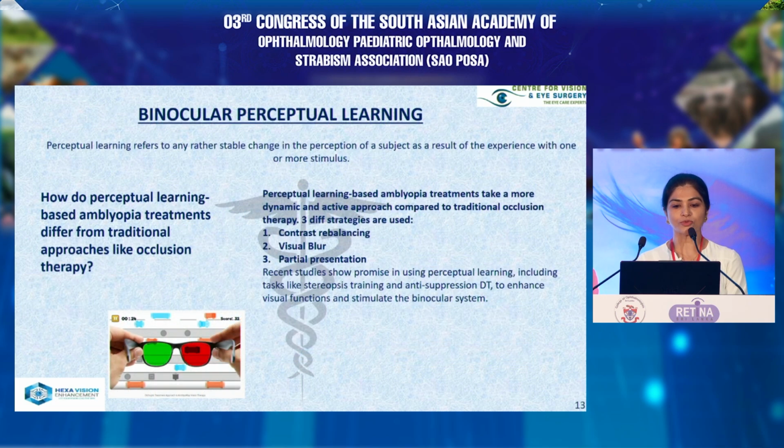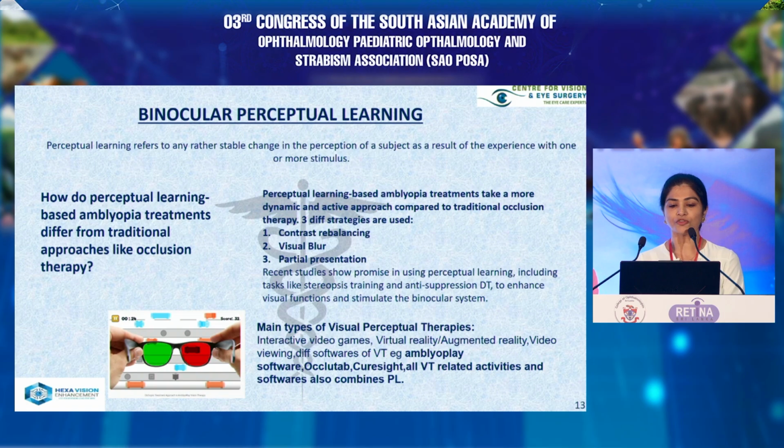Now, binocular perceptual learning refers to any stable change in the perception of a subject as a result of the experience with one or more stimuli, and this is becoming more and more critical for a more holistic approach in terms of visual software training. Now, how do perceptual learning-based amblyopia treatments differ from traditional ones? Fundamentally, it works on 3 different strategies: contrast rebalancing, visual blur, and partial presentation. The studies show promise in the use of perceptual learning, including tasks like stereopsis and anti-suppression, to enhance visual functions and stimulate the binocular system.